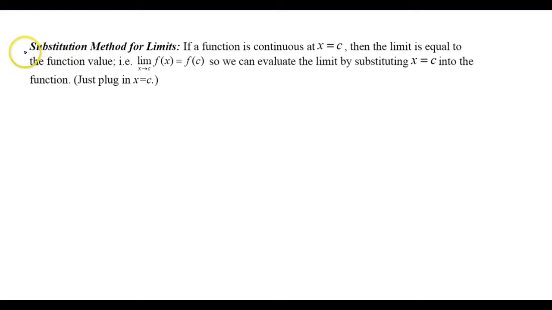So one of the reasons we develop continuity is so that we can apply the substitution method for evaluating limits. This says that if we have a function that's continuous at x equals c, then the limit is just equal to the function value. In other words, the limit as x approaches c of f of x equals f of c. So we can evaluate a limit by just substituting x equals c into the function. Just plug in x equals c, provided we have continuity at c.